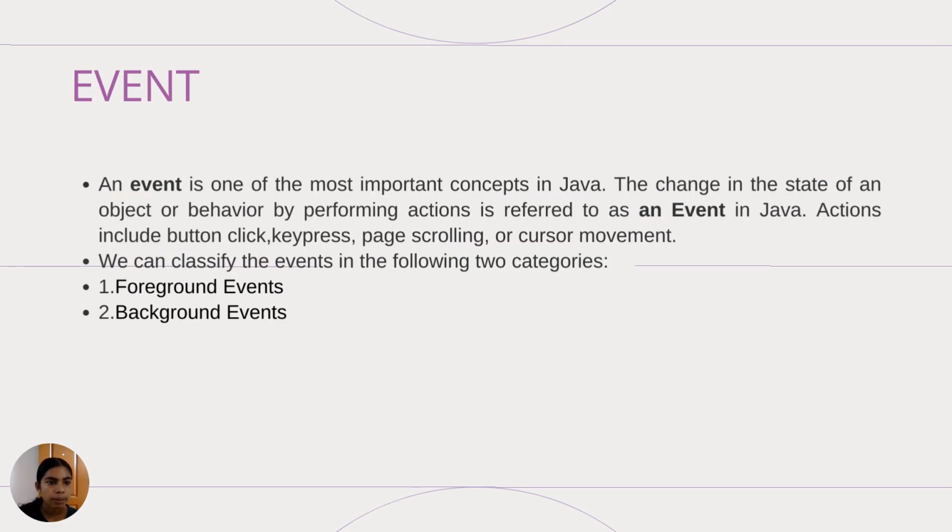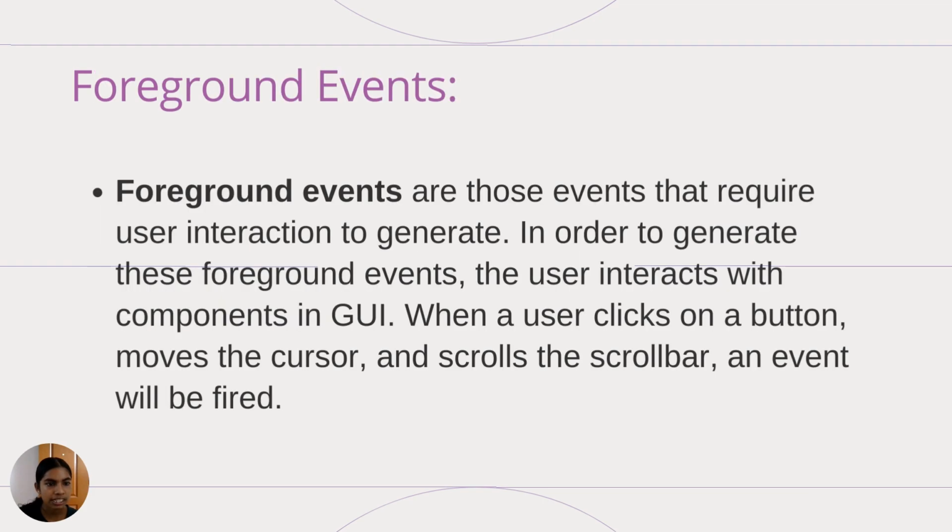Now we are going to look at events. An event is one of the most important concepts in Java. The change in the state of an object or behavior by performing actions is referred to as an event in Java. Actions include button click, key press, page scrolling, or cursor movement. We can classify events into the following two categories: foreground events and background events.